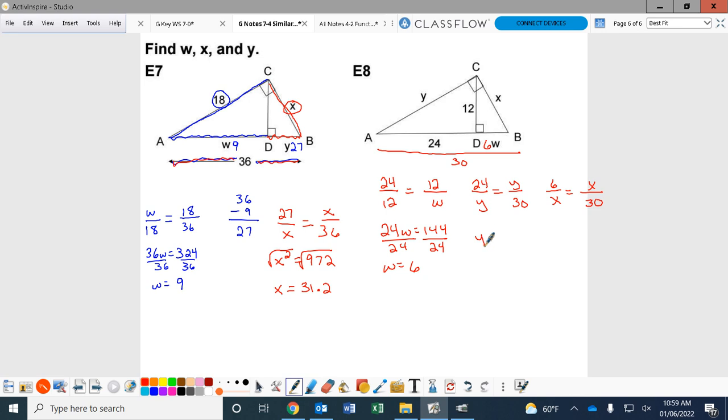So y squared equals 720. Y squared equals 180. Square root, square root.